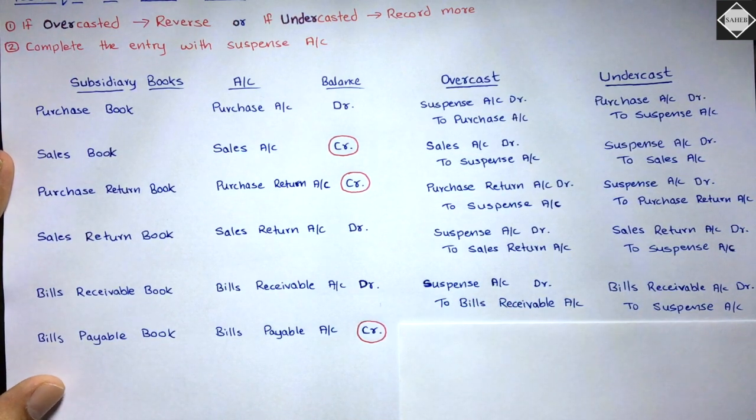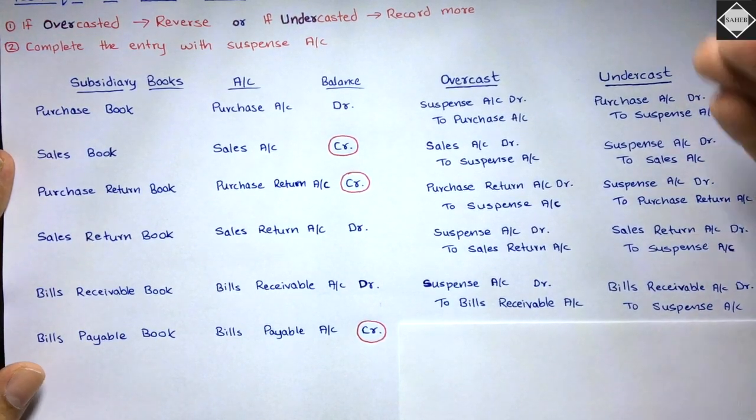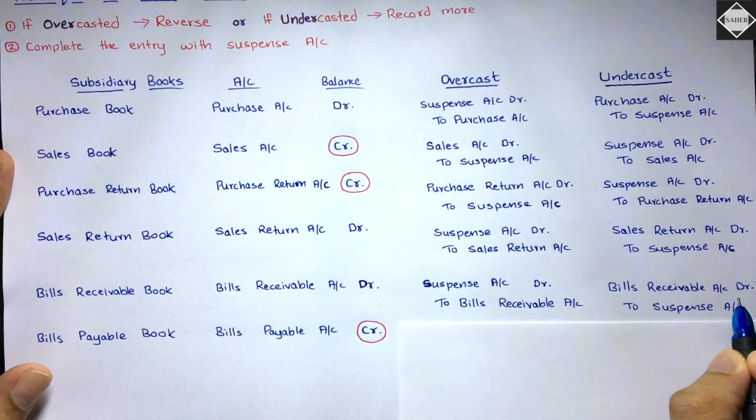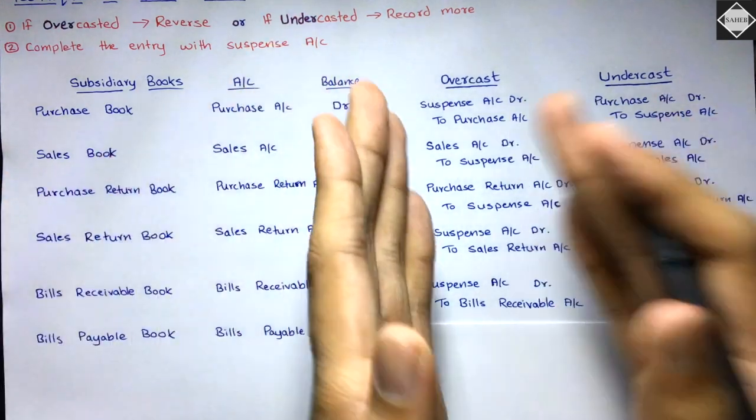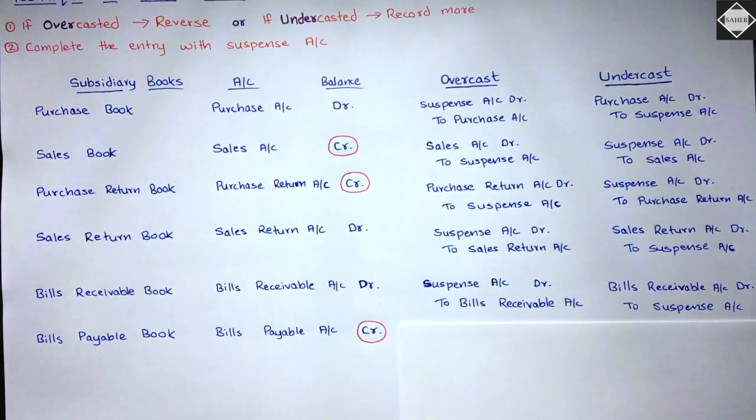And then undercast. Now undercast means what? It is less than what it actually is. So you have to increase the bills receivable. So bills receivable account debit to suspense. Clear? You just have to understand whether it's overcast or undercast. Overcast means I will reduce. Undercast means I will increase. Is that clear? Yeah, that's the rectification.